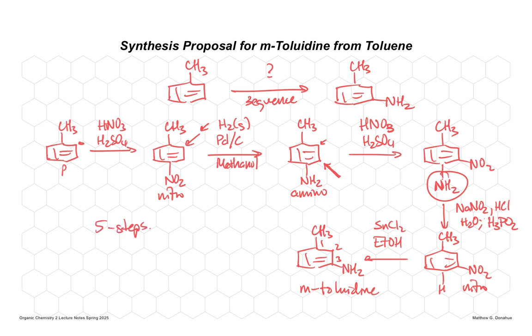So that's 5 steps. So this is what pharmaceutical chemists do when they're making new drugs. They go through these sequences. The question? It says M2. What does that say?